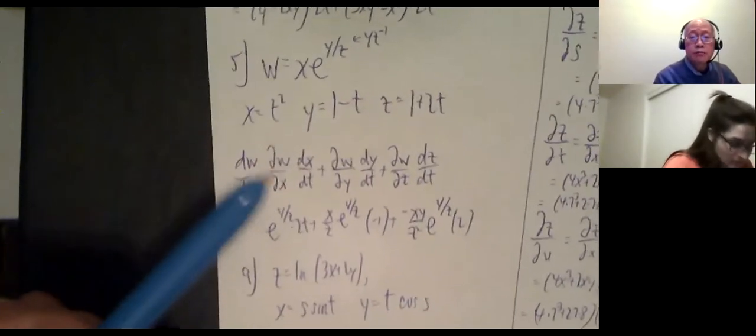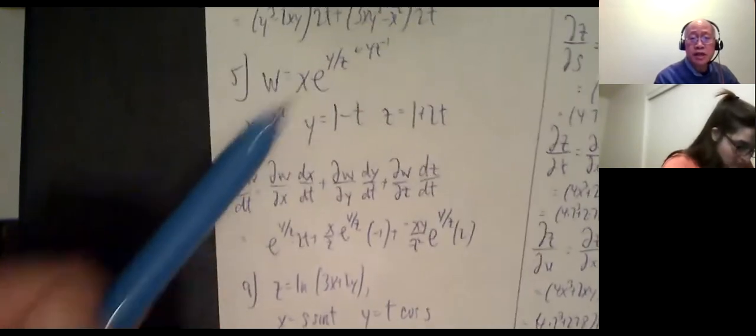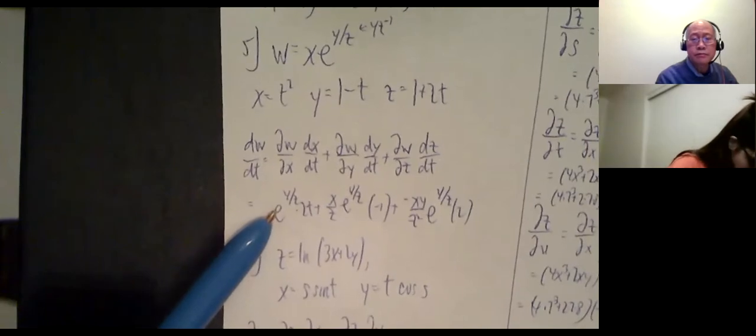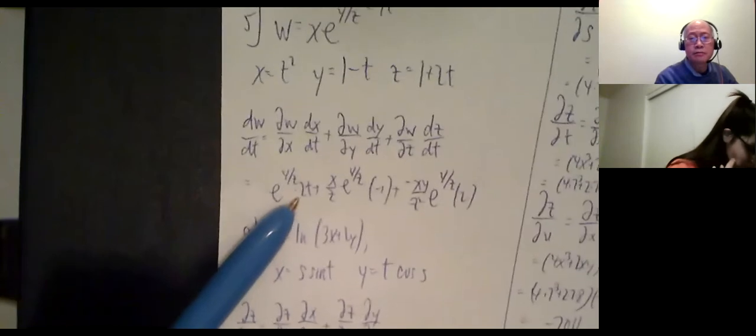So here we go. Partial of w with respect to x. Well, that means all of this is constant, e to the y over z, times dx dt, which is 2t.